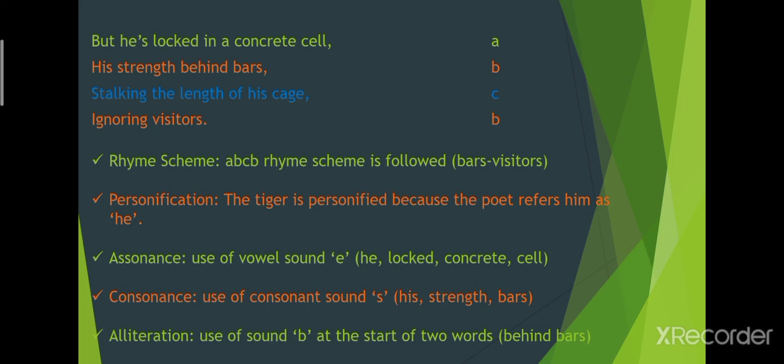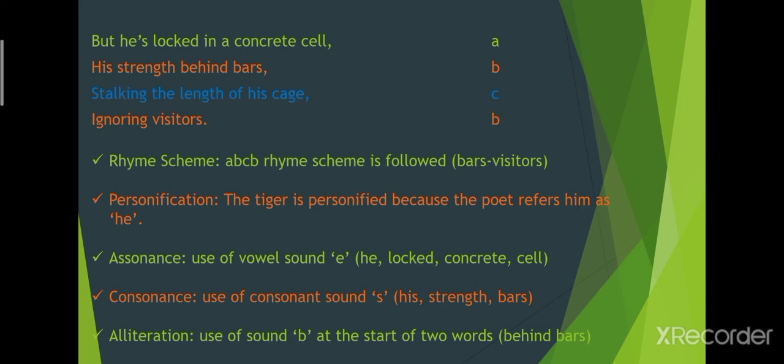So why had the poet used assonance as the technique? Generally poets use assonance to create a sound of despair, sadness. And our tiger, which is in the jail, is really sad.